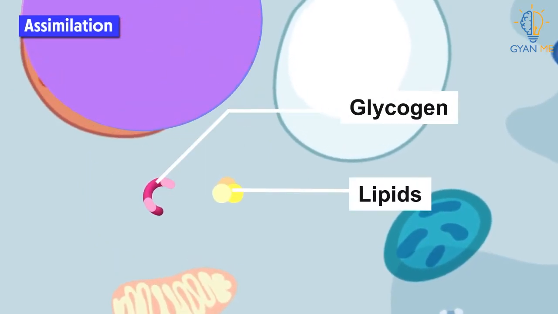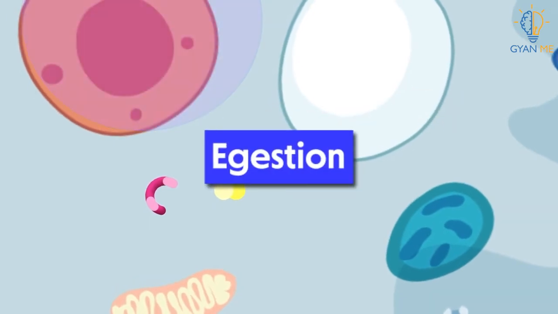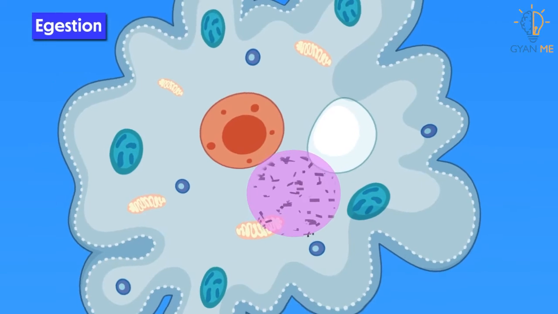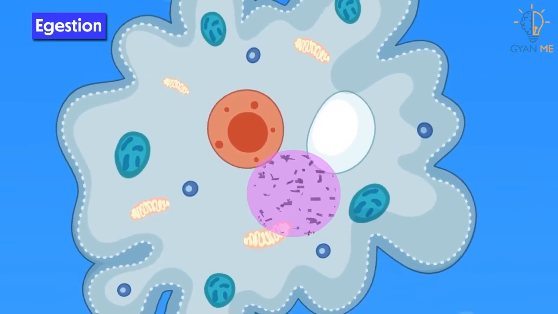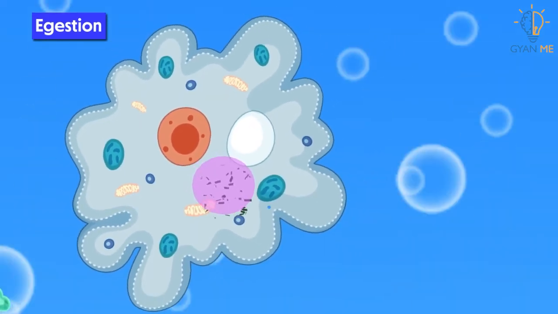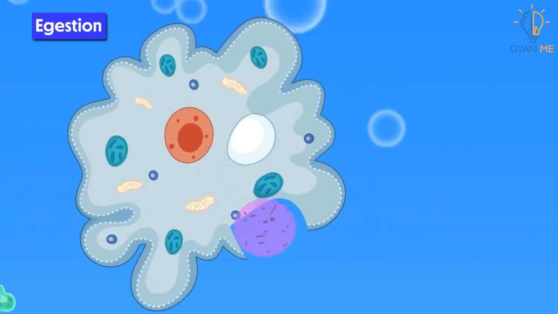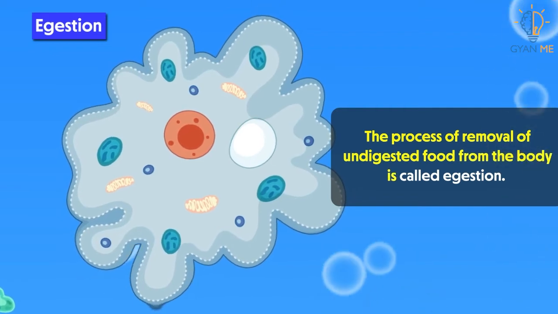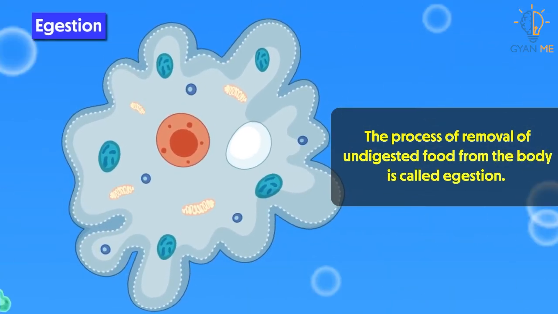The last process in the nutrition process is egestion. When a large amount of undigested food gets accumulated inside the food vacuole, it is thrown out of the cell by rupturing the cell membrane. The process of removal of undigested food from the body is called egestion.